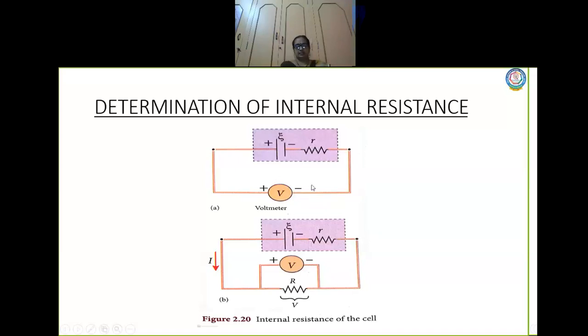Now what am I doing here? What has been done here is the same cell, with EMF again psi and internal resistance R. Now I have connected an external resistance, which is connected parallel to the voltmeter. So what happens immediately? Can you guess? Can you make any guesses about what happens when you connect a battery to an external resistor? As I told you, this resistor may be a fan or a fluorescent lamp or something.